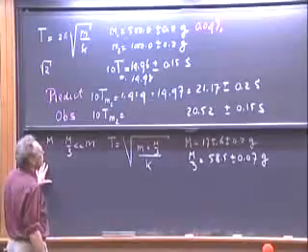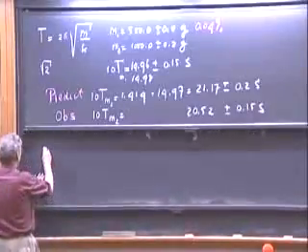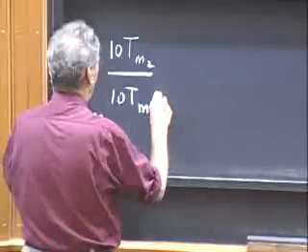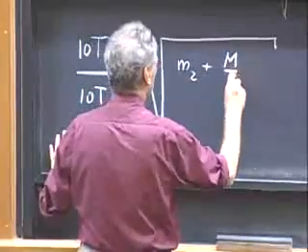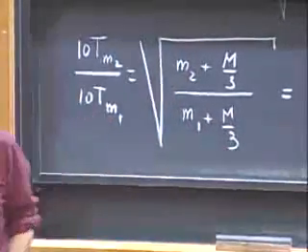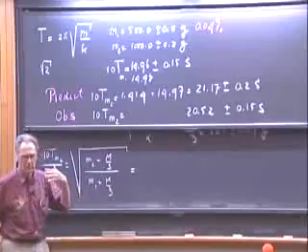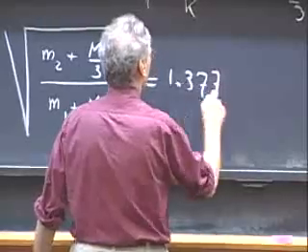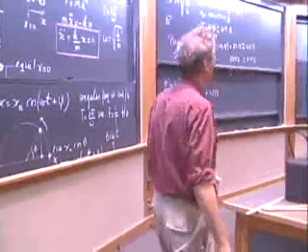We can now take the ratio of these two and eliminate thereby k, so we can write now 10Tm2 divided by 10Tm1 is now the square root of m2 plus M divided by 3 divided by m1 plus M divided by 3. And that number is easy to calculate because you know m2, you know m1, you know these numbers, and I have calculated it for you, and it is 1.377. And the uncertainty is so small compared to my timing uncertainty that I don't even have to allow for any uncertainty in that number.